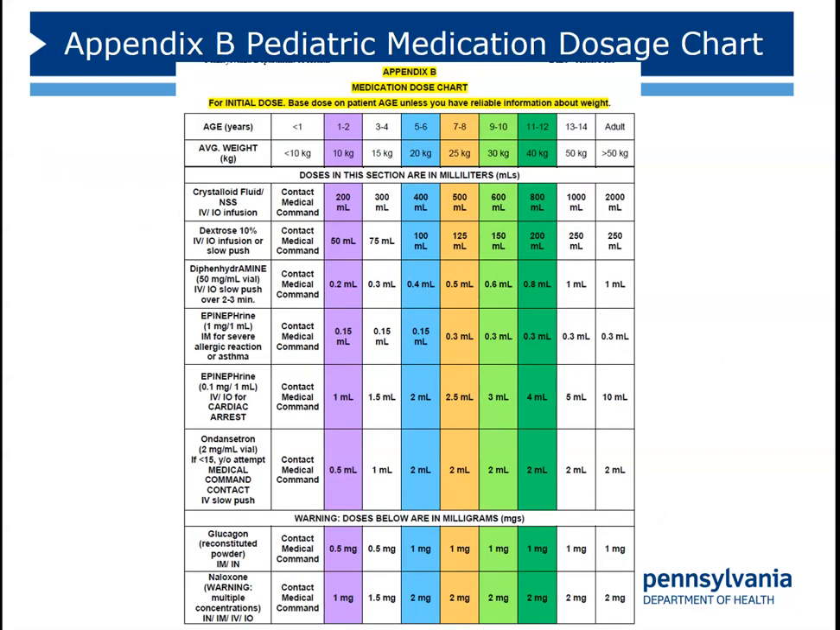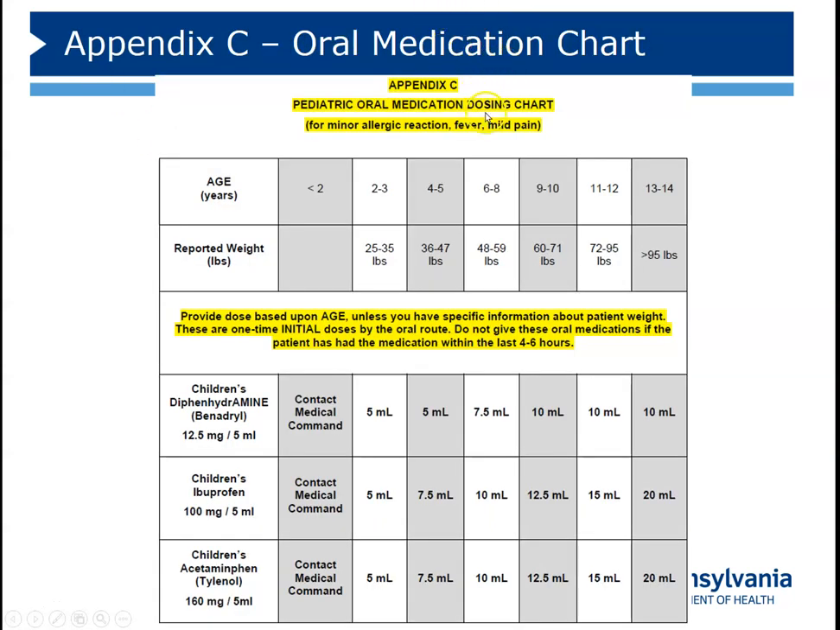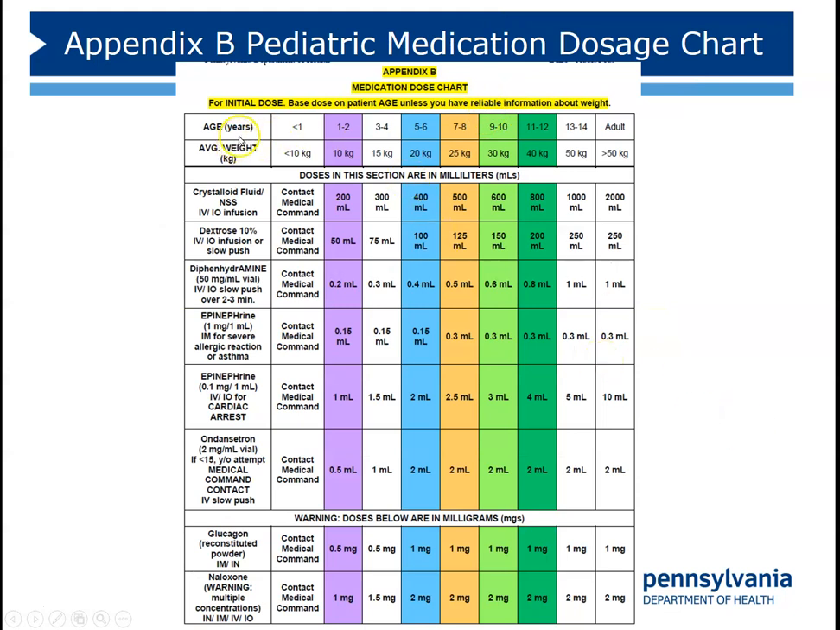So here we see Appendix B, where on the far left side we have the age in years, the age and average weight, and notice that we have converted everything over to kilograms. Now please remember 1 kilogram equals 2.2 pounds. So you need to have a working knowledge of how that works, but you're able to utilize this chart to estimate that.